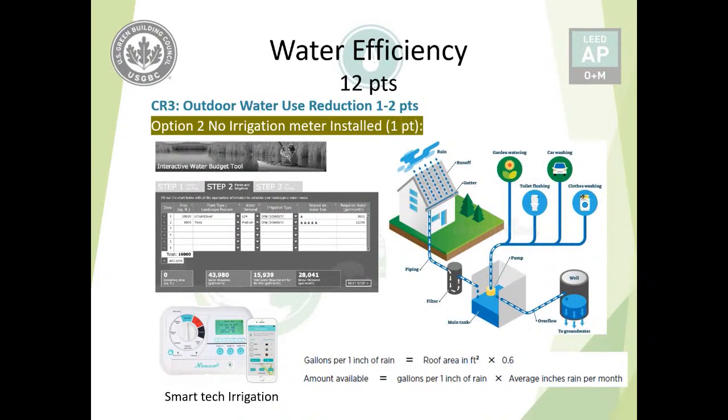Now, how much can you collect as rainwater? We said that it is a requirement, the calculation of water supply. So gallons per 1 inch of rain as per the local rainfall data, and the roof area in square feet, times 0.6, means 60% of the water that falls on the roof can be saved and put inside the main tank. It will be acceptable. The 60% of water is available to save. And the amount available is gallons per 1 inch of rain times average inches of rain per month. All this information you can get from the local rainfall data.